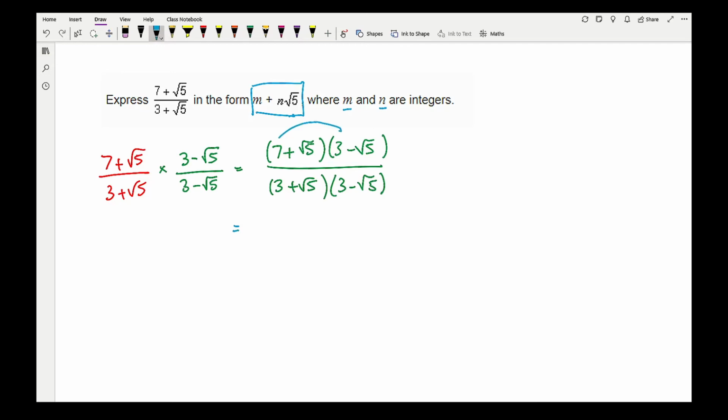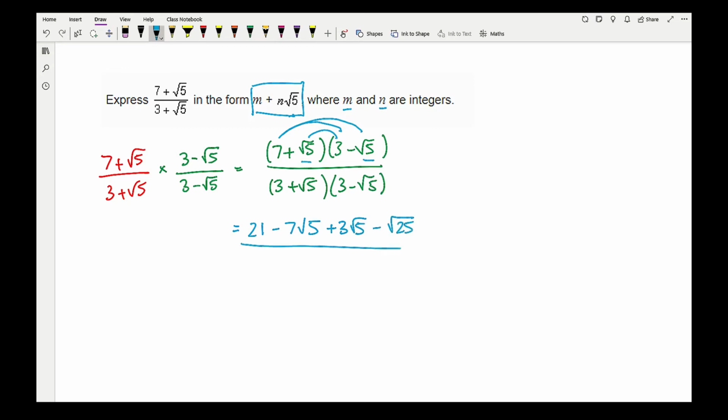So 3 times 7 is 21. And then we've got 7 times minus root 5, which is minus 7 root 5. And then I've got root 5 times 3, so that's going to be plus 3 root 5. And I've got root 5 times root 5 and a minus, so it's minus root 25.